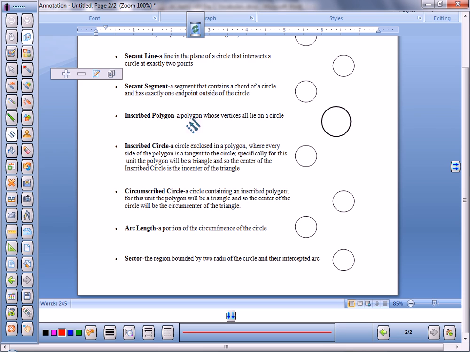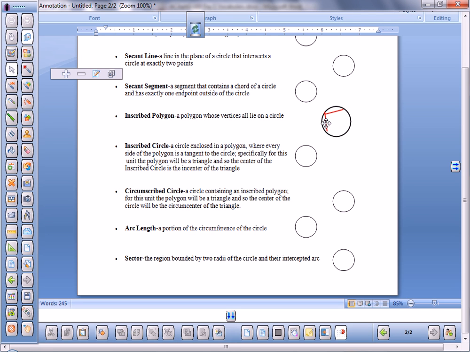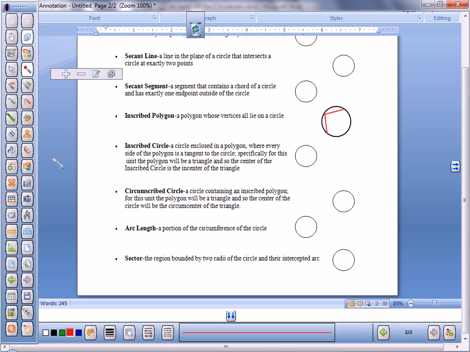Alright, an inscribed polygon is a polygon whose vertices lie on the circle. So you can make any kind of polygon you want. Okay, I'm not doing a very good one here. It kind of looks like an inside. There we go. Right now it does. I'm not done with it.